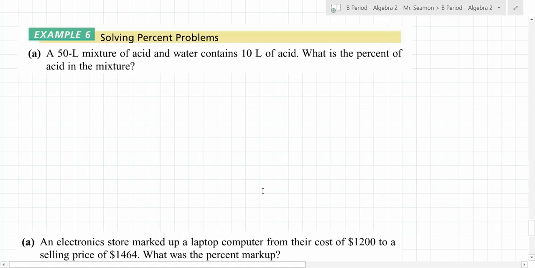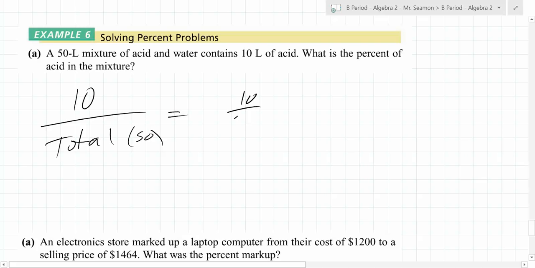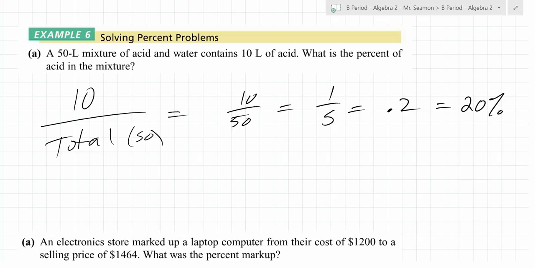What about percents? Have you dealt with percents before? Yeah. So what about A right there? A 50-liter mixture of acid and water contains 10 liters of acid. What percentage of it is acid? How'd you get 20%? How'd you get 1/5? Yeah, it's what you're doing the percentage of over the total volume, right? And that's, in this case, 50. So it's 10 over 50, which is 1 over 5, which is 0.2, which is 20%. You don't have to write this out every time, but 1/5 is 20% because 1/5 written as a decimal is 0.20.